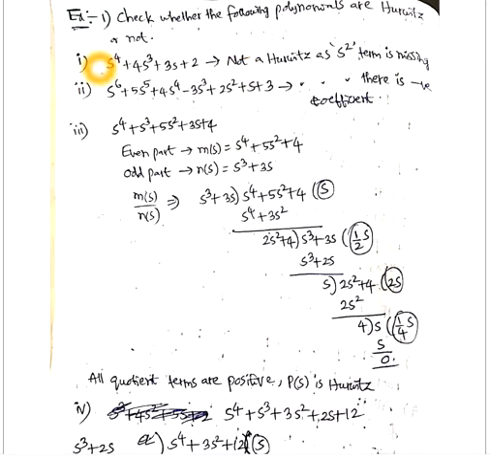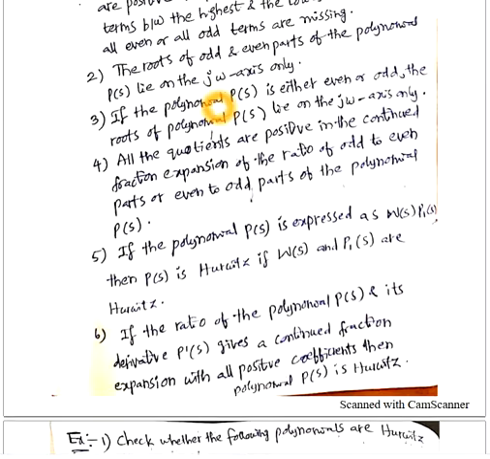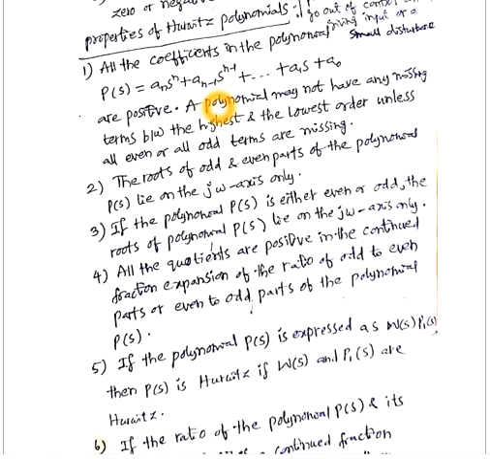What is this first one? The first polynomial is given as s power 4 plus 4s cube plus 3s plus 2. So we need to determine whether this is Hurwitz or not. If you observe here, first of all, just go through the properties of this Hurwitz polynomial. What is the first one?